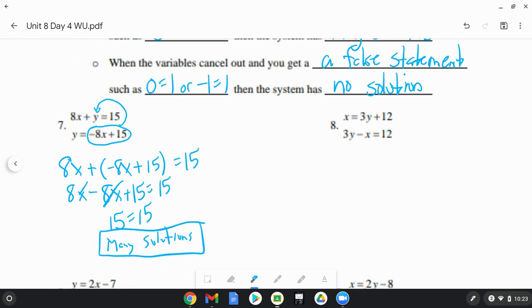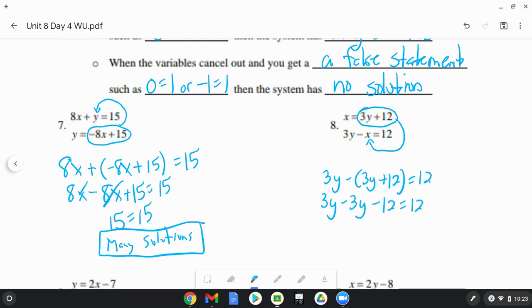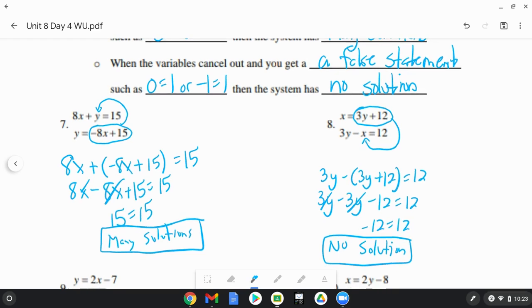Number 8, we would circle what's after the x equals and plug it in for x down below. So now we would get 3y minus, and instead of x, we wrote 3y plus 12 equals 12. So we would distribute, and we get minus 3y minus 12. So the 3y's cancel each other out, and then in the end we get -12 equals 12. So that means that those two are different, and all the variables canceled. So that would be no solution. Questions on that?